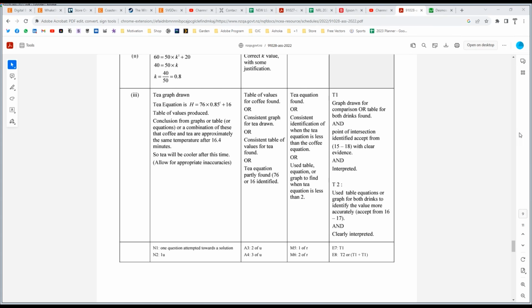But the way in which you can do it for the actual marks, you've got to have a graph drawn or a table. Now we did a graph. We got a point of intersection, but we need to interpret it, which the interpretation is like at 16.4 minutes, the two temperatures are the same. Use table, equations or graph for both drinks, which we did. We did a graph for this, and clearly interpret it.